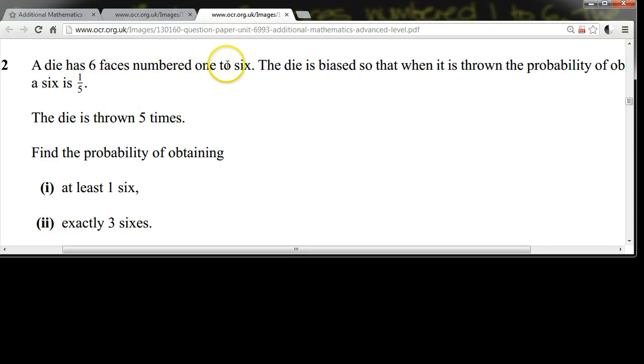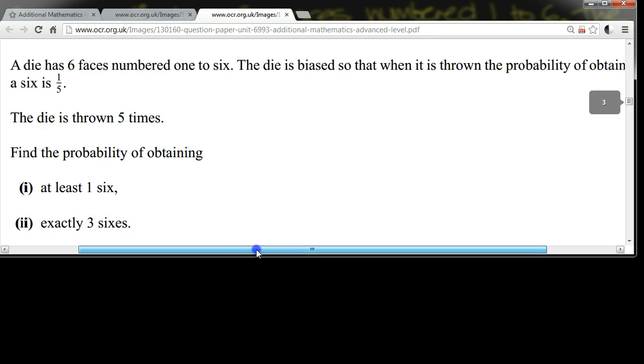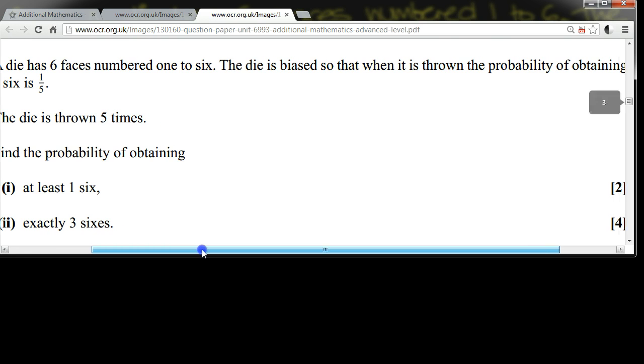A die has 6 faces numbered 1 to 6. The die is biased so that when it is thrown, the probability of obtaining a 6 is 1/5. The die is thrown 5 times. Find the probability of obtaining at least 1 6 and exactly 3 6s.